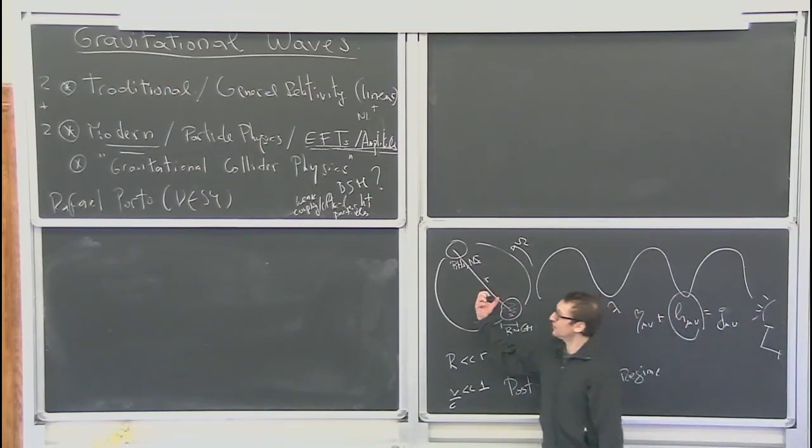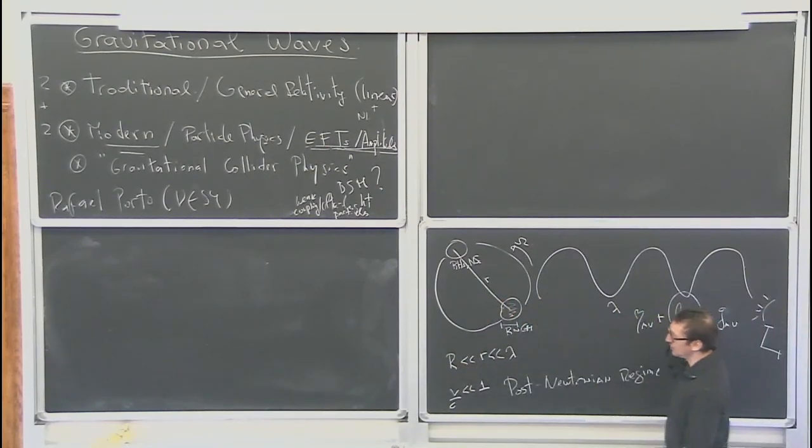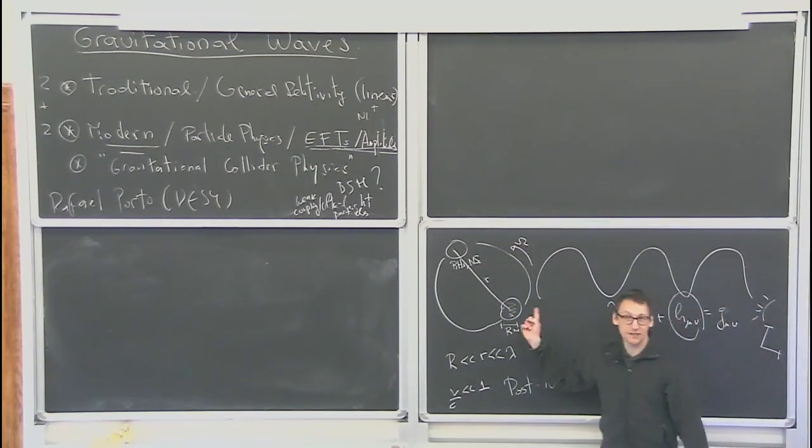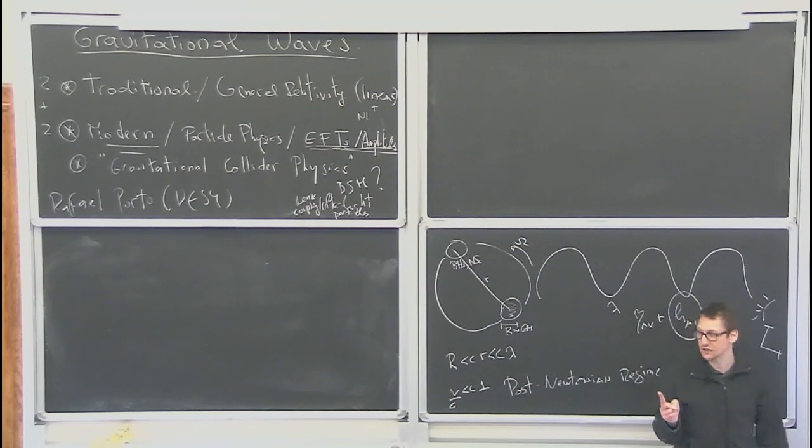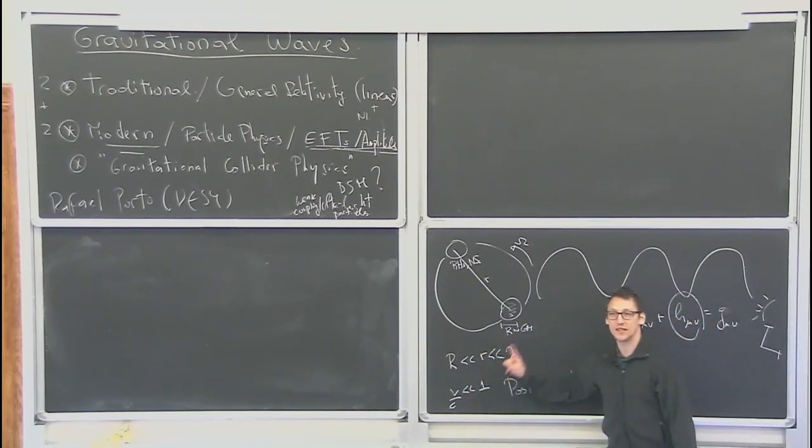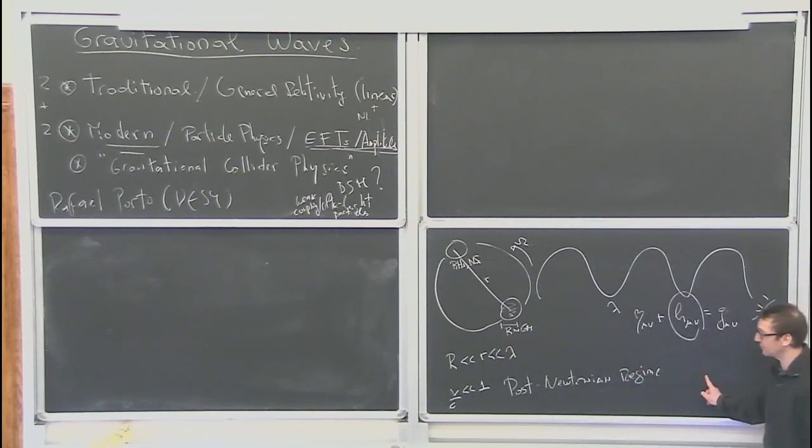The moment these guys get very close, this separation doesn't work anymore. We rely on numerical relativity, but as we will see, the majority of the signal for most of the sources of interest will occur in this regime, in the post-Newtonian regime. We will see a lot of the cycles in this regime.